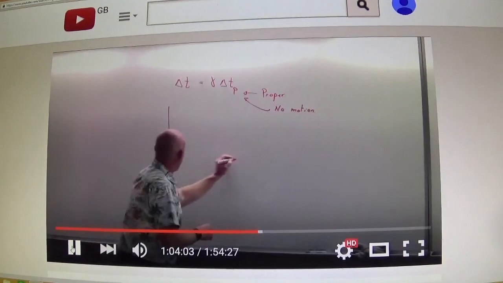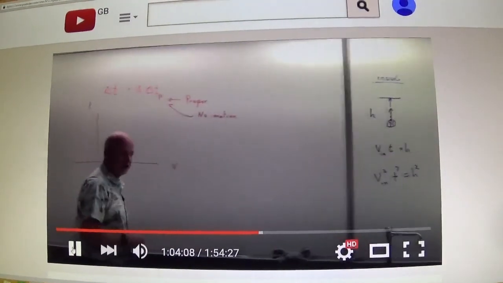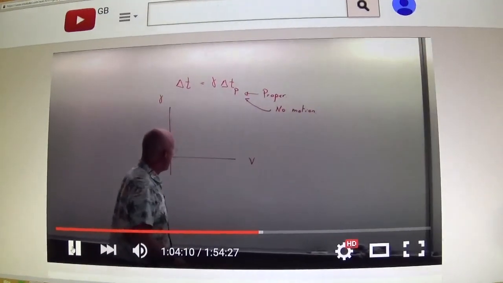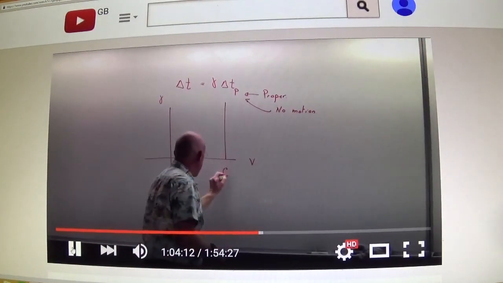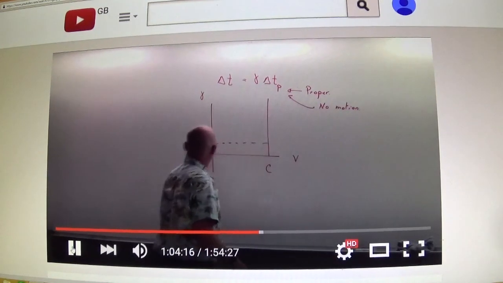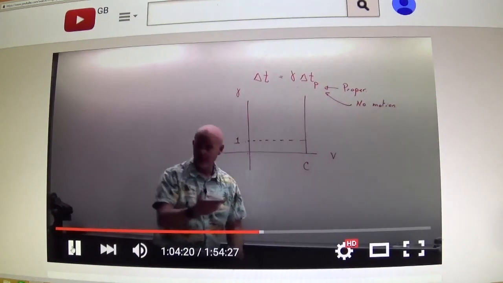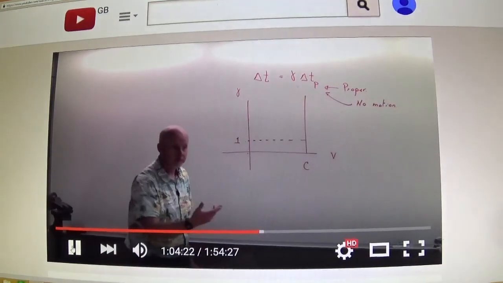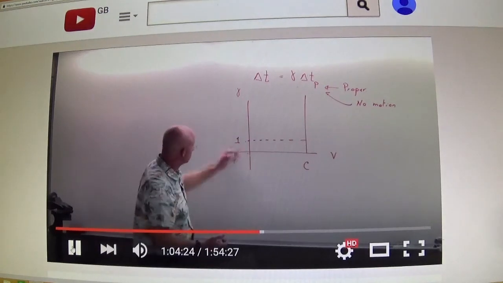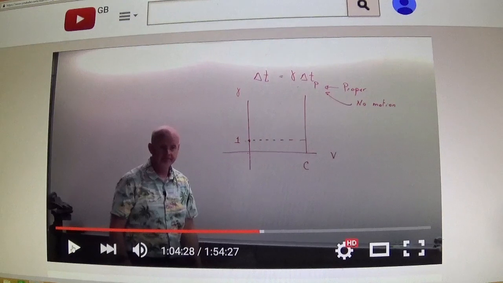Let's even make a graph of gamma. If I plotted gamma versus the speed, and again, I'll put a solid line at the speed of light. I'll put a dotted line at 1, because if your speed was 0, what would you get for gamma? Wouldn't I get 1?